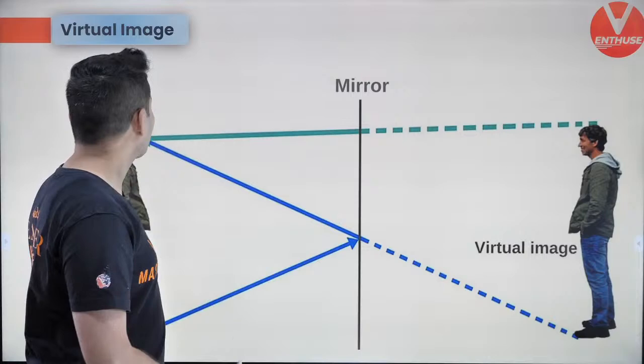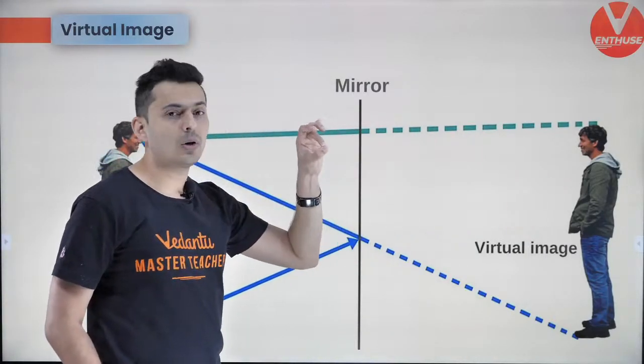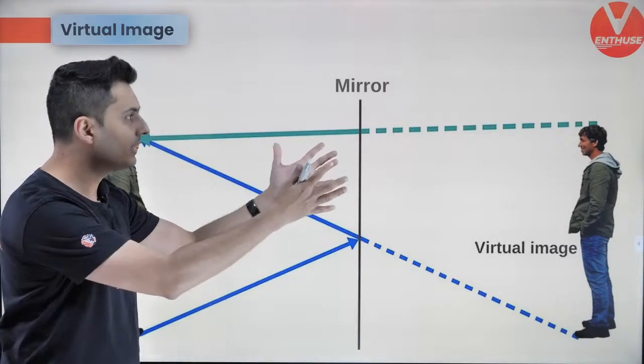Now, virtual image means what? The rays appear to come from, or appear to originate from, some point. You cannot feel it, you cannot touch it.